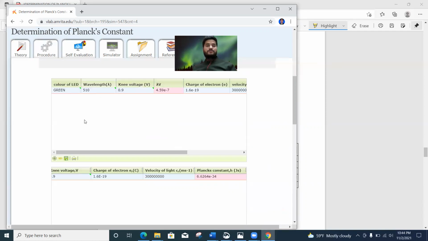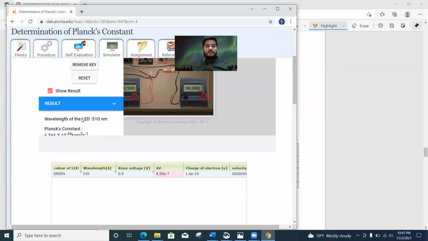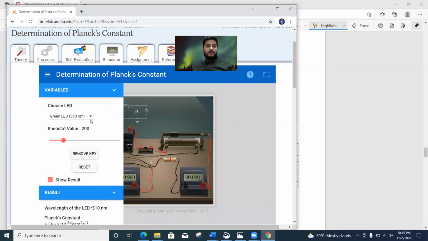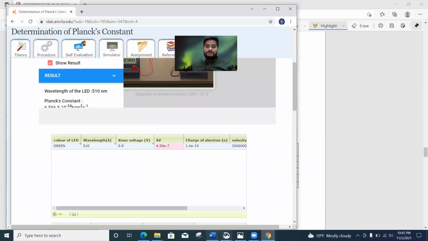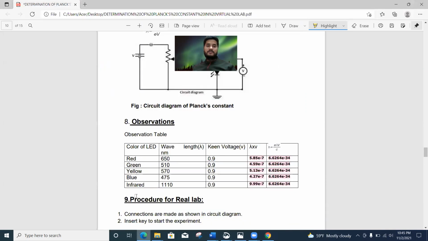In this way we can do this virtual lab for the others, like yellow, blue, and infrared, and we get the different corresponding values. Now I'm going to return to my PDF.